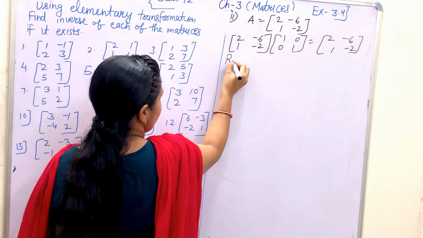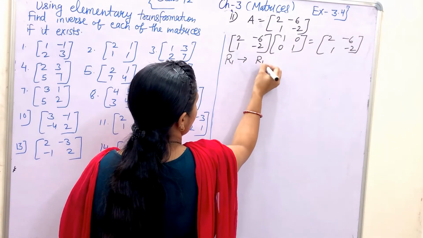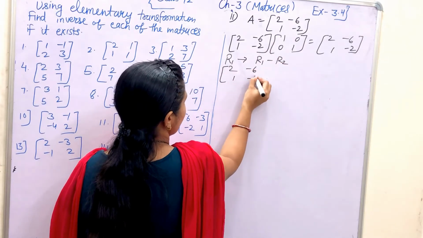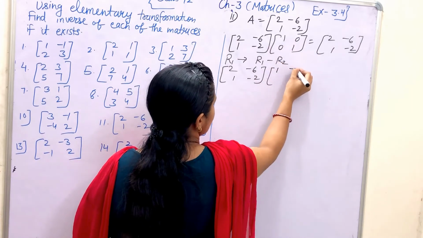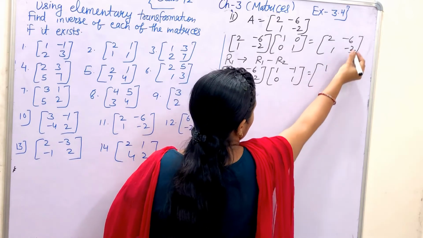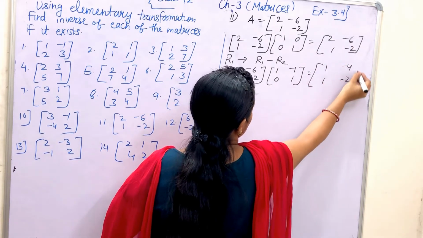We apply our elementary transformation on R1. We get R1 minus R2. We get 2 minus 1 is 1, minus 6 plus 2, that is minus 4, and 1, minus 2. On the right, 1 minus 0 is 1, 0 minus 1 is minus 1.